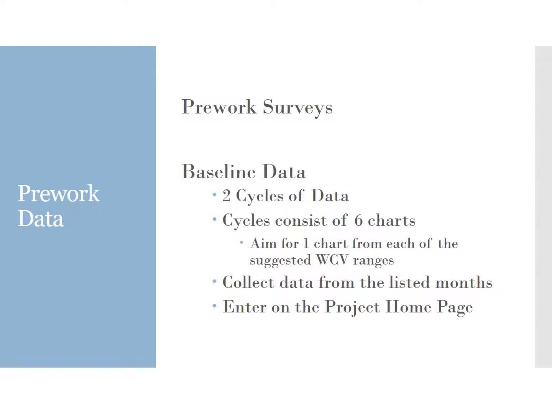Then, as you've collected that information, you can abstract it onto a printed version for each of those 6 charts and enter it on the KETA homepage for the collected months. Again, cycle 1 being from August, cycle 2 from September, each consisting of 6 charts from the targeted well-child visit ranges, and you'll enter those on the project homepage.